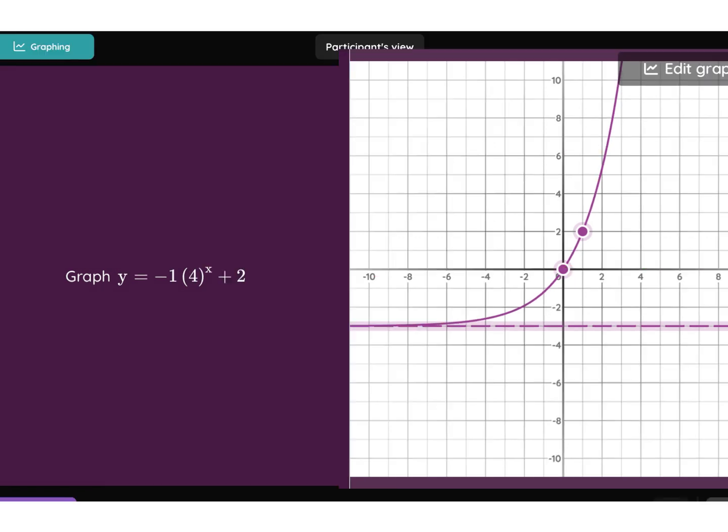So on this one, once again, they give you this graph and you need to modify it so it could actually represent this graph. They're asking you to graph y equals the a value of -1 times a growth factor of 4 to the power of x plus the k value of 2. So right off the bat, you know your asymptote. Your asymptote is technically y equals that k value of 2. So y equals 2 is the asymptote.